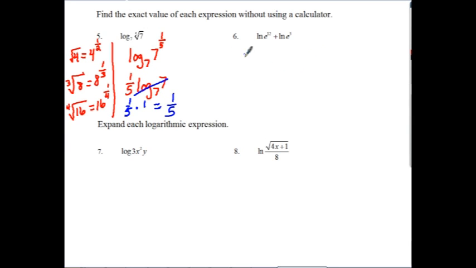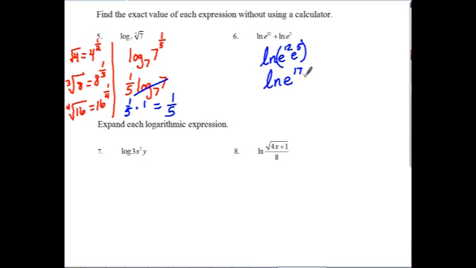Natural log of e to the 12th plus natural log of e to the 5th. Remember from the previous page, we had the product and quotient rule. Which one turned into a plus? That was the product rule. So we could really just change this to natural log of e to the 12th times e to the 5th, because the plus really means multiplying these together. And so that could really be natural log of e to the 17th.